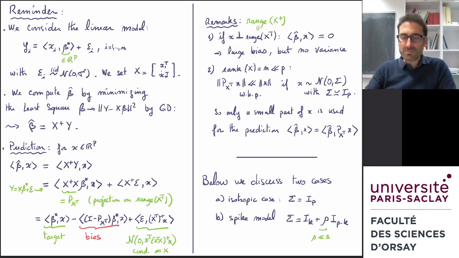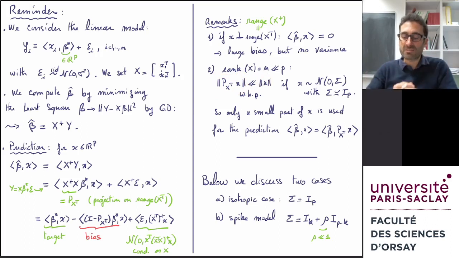Now, let you think to a case where you are in a very high dimensional setting. So assume that the rank of x is equal to n, so x is full rank, but n is much smaller than p. So in this case, the projection on the range of x transpose, x transpose has the same rank as x, so it will also be equal to n, then the projection will have a norm that will be much smaller in general than the norm of x.